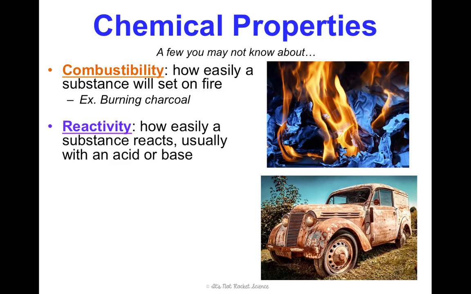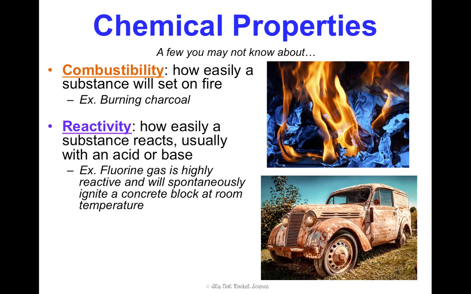Another is reactivity. How easily does the substance react with different other substances? Maybe an acid or a base. So for example, fluorine gas is highly reactive and it will spontaneously ignite a concrete block at room temperature, which is kind of crazy. Now, when it does that though, a chemical reaction occurs and we no longer have just the fluorine gas and the concrete block, thus making it a chemical property.